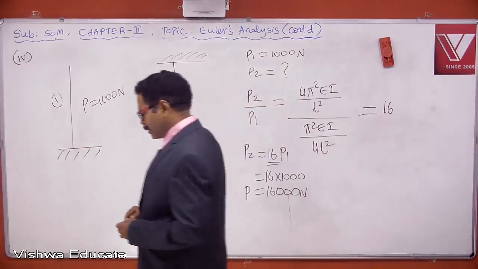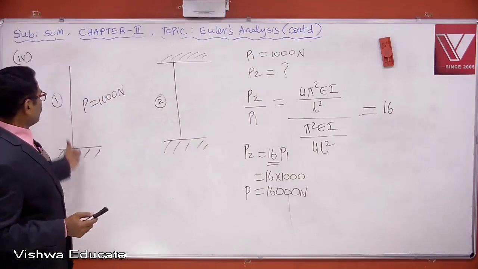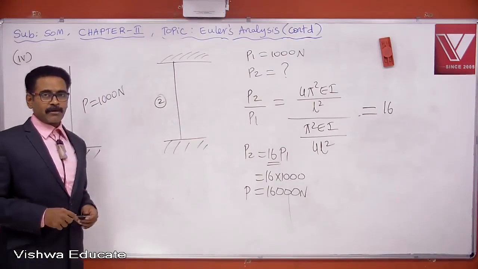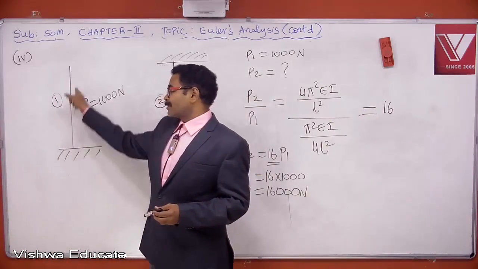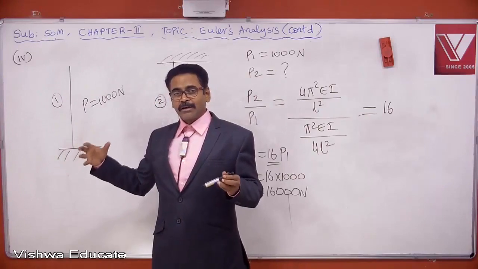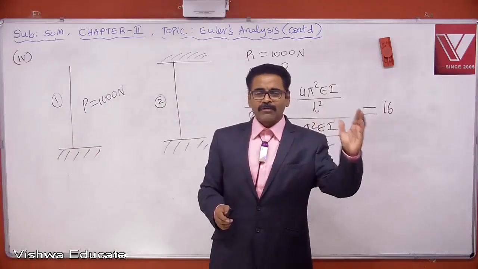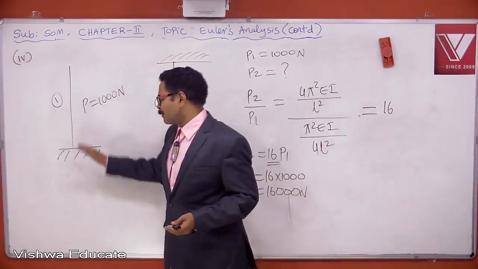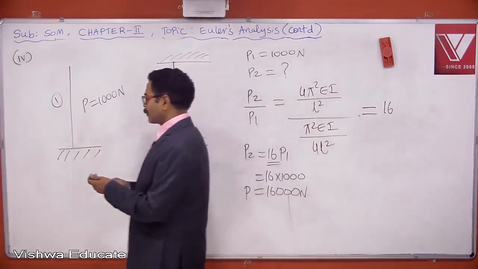Same problem could be asked like this also, right? Critical load of a cantilever column is 1000 newtons. If it is fixed, what is critical load? Like that also they can ask. Cantilever column is similar to cantilever beam, meaning in a cantilever beam, one end will be fixed and the other end will be free. Like that, in a cantilever column, the base will be fixed and the other end will be free.